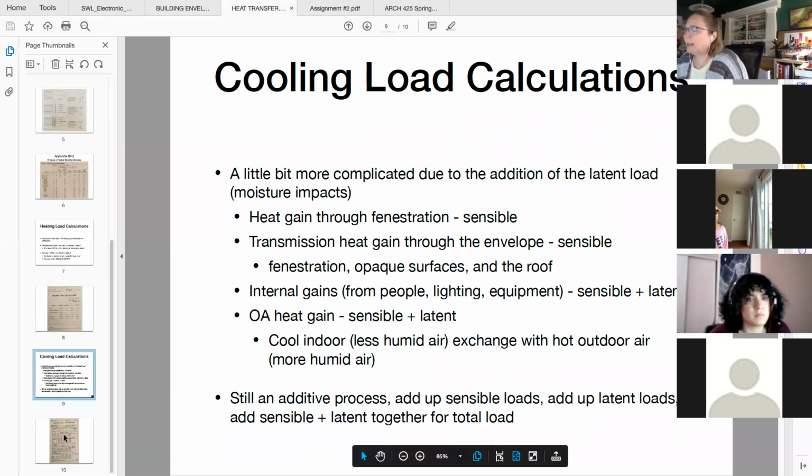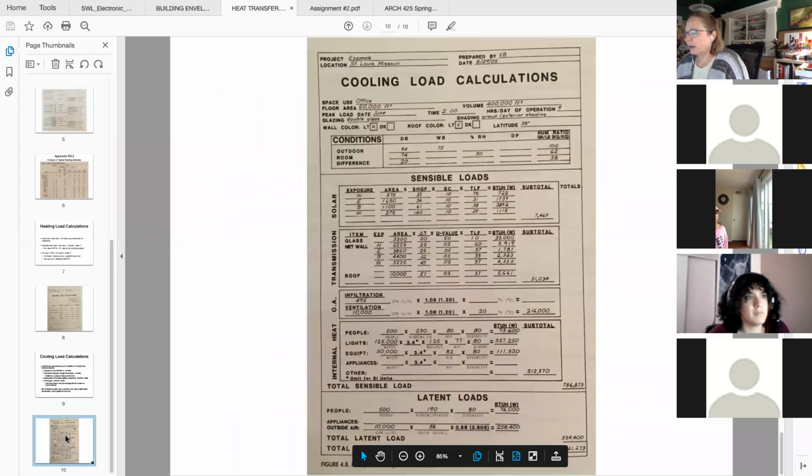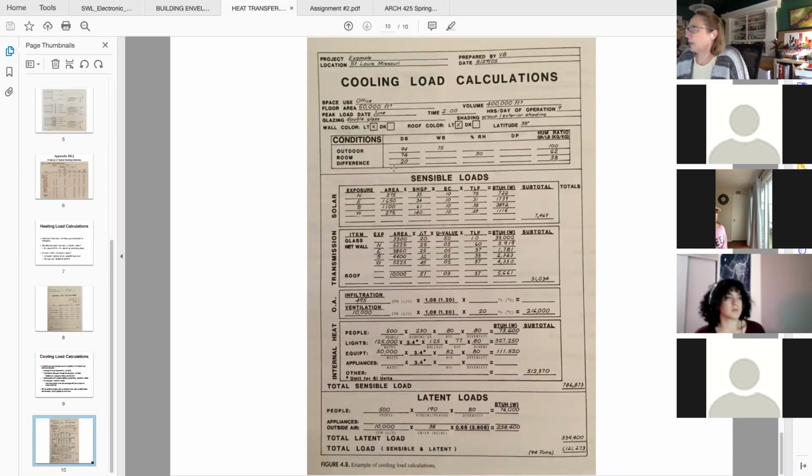Not to scare you, but just to show you how much more complicated it starts to get to calculate the sensible load. Starting at the top, we're looking at our indoor and outdoor conditions. Outdoor temperature, 94, indoor, 74. That's a 20-degree delta T.